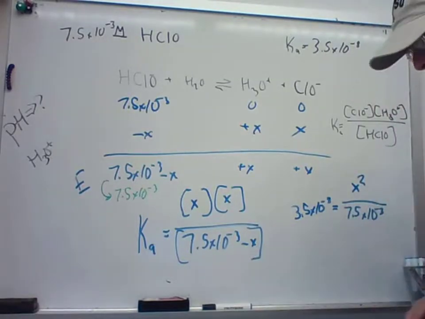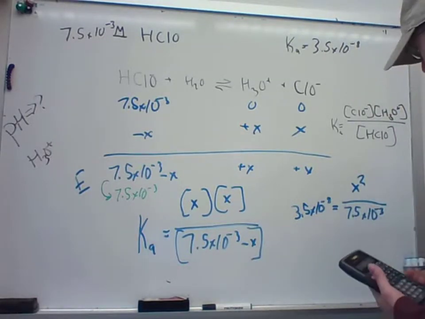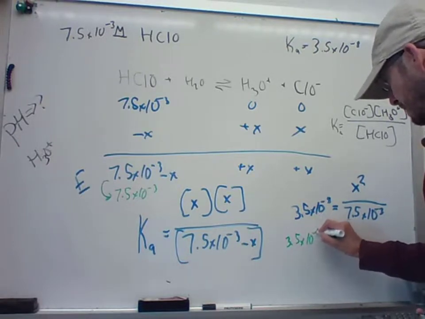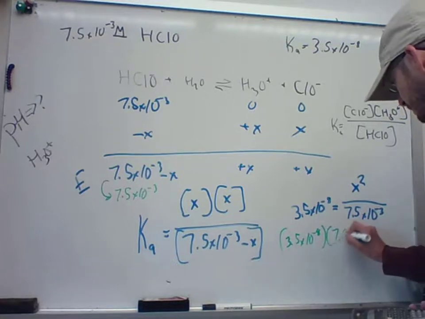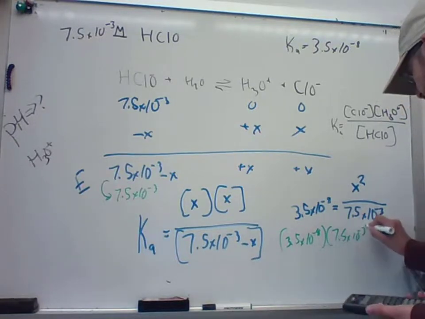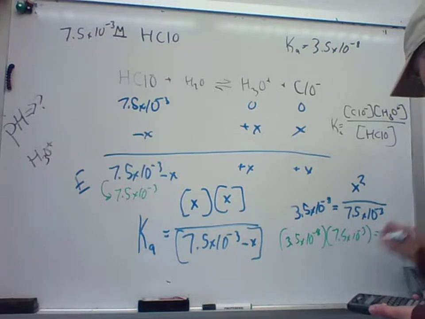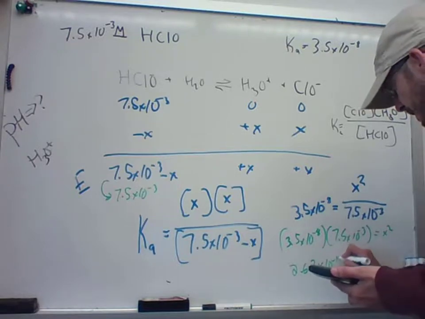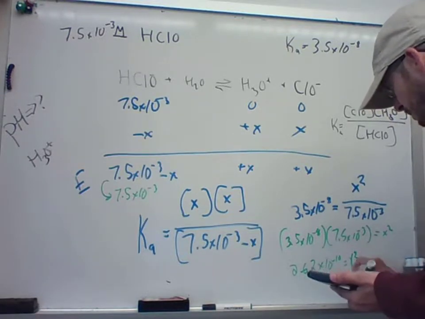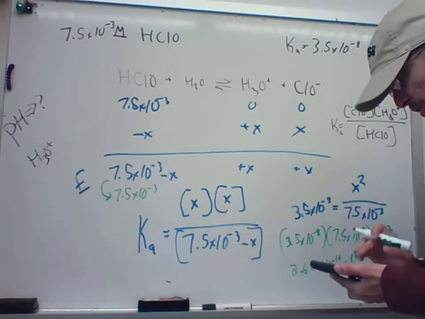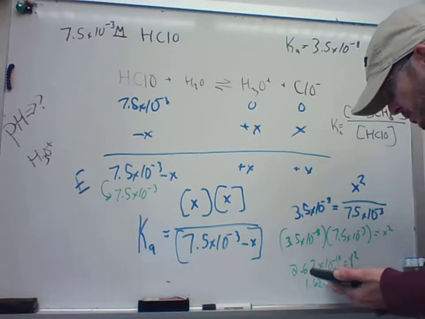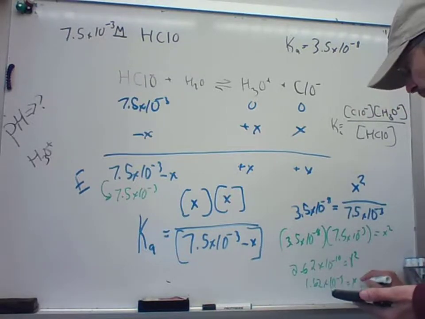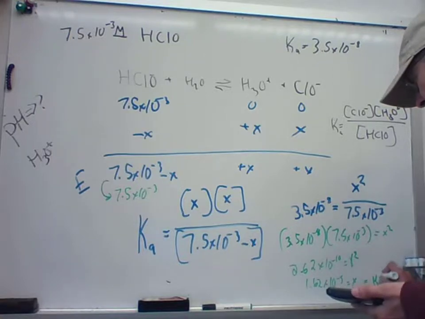And so we're left with this little bit of rearrangement to take care of the math. So this is 3.5 times 10 to the minus 8 times 7.5 times 10 to the minus third is equal to x squared. This gives us 2.62 times 10 to the minus 10th is equal to x squared. And so, square root of both sides, 1.62 times 10 to the minus 5th is equal to x, where x is equal to our H3O plus concentration.